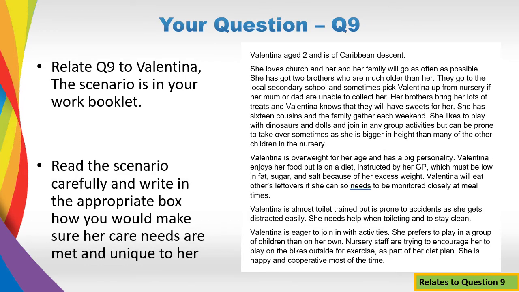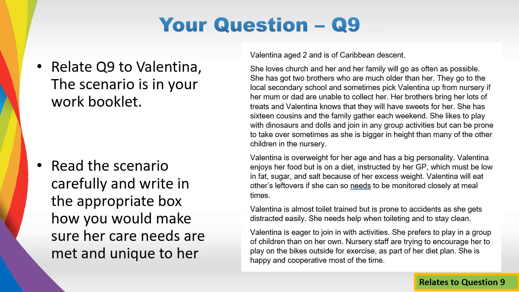So we're now going to look at question number 9, and you will see there's a scenario. It's here on the slide and it's also in your workbook, and it's a scenario about Valentina, who's 2 years old and she's of Caribbean descent. She loves church and her family will go as often as possible. She's got 2 brothers who are much older than her. They go to the local secondary school and sometimes they pick Valentina up from nursery if her mum and dad are unable to collect her.